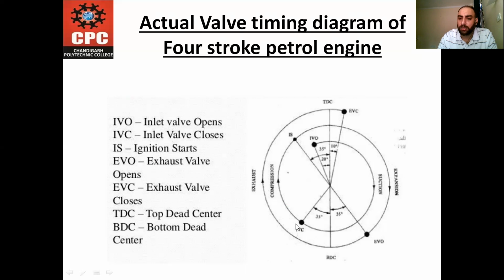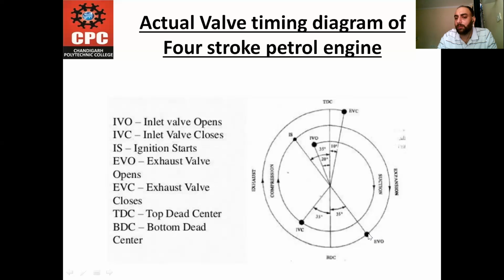Then compression starts and our crankshaft covers this rotation from here to here. When the piston is behind the TDC position, then ignition starts. Ignition starts approximately 35 degrees before the TDC position. So here ignition starts, then the power stroke starts, and the power stroke remains up to here.